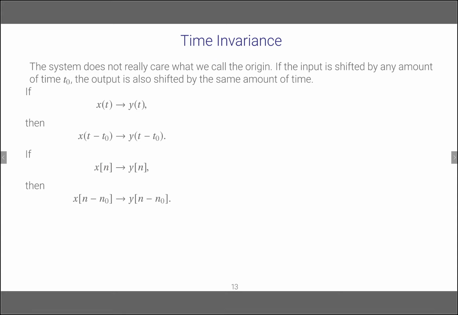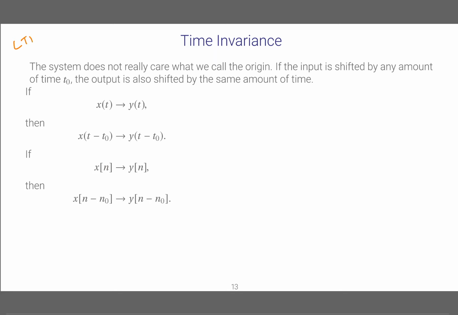So the next property is time invariance. Time invariance is a very important property. You know that in linear time invariant systems, we consider linearity and time invariance. The system does not really care what we call the time origin. If the input is shifted by any amount like t naught, the output is also shifted by the same amount of time. So this mathematical definition must be used when we actually check for time invariance.